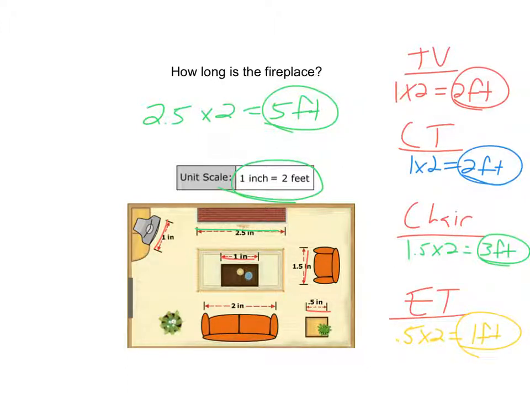Okay, you should have gotten that the TV and coffee table are both 2 feet long because they both have a drawing of 1 inch. The chair was 1.5 inches, so it is 3 feet wide in real life, and the end table was 1/2 inch in the drawing, so it would be 1 foot long in real life.